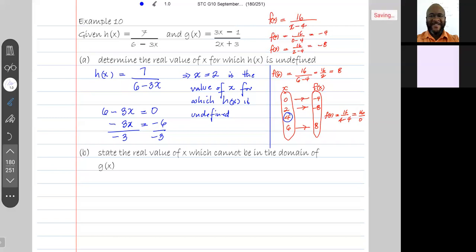So for B now, state the real value of x which cannot be in the domain of g of x. It is the same question that is just being asked differently. So therefore you must do the same thing. Put the denominator of the function equal to 0 and solve the equation. Do that very quickly. Tell me what you get.